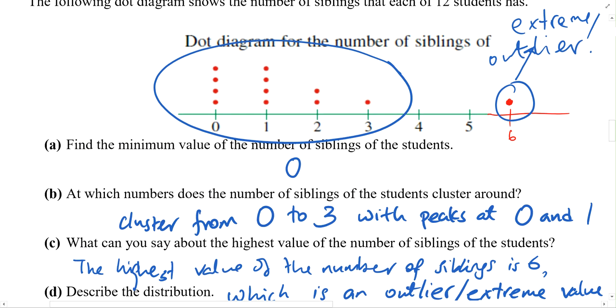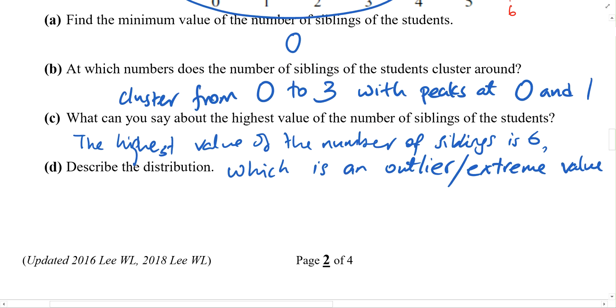How shall we describe this? There's so much we can tell from this, right? I can tell you the range. What's the range in this case? 6. Yeah, I can tell you that the range is 6. I can tell you that it clusters around 0 to 3. I can tell you the peaks. I can also tell you the extreme value, which is 6. Okay, so this is how I will be describing those 3 points.